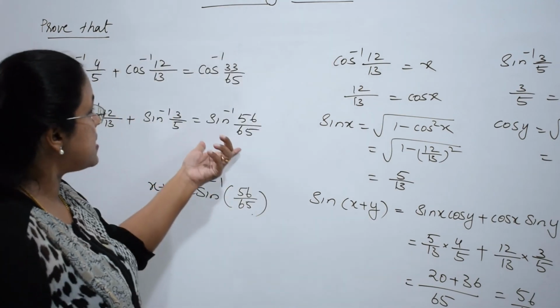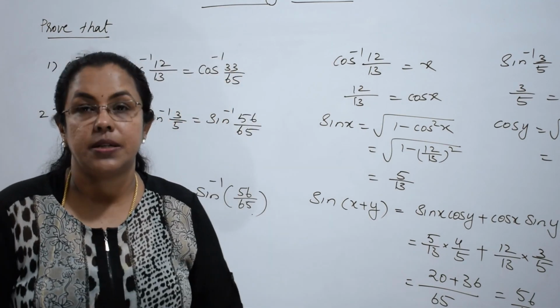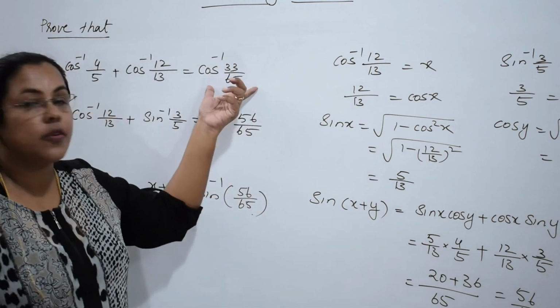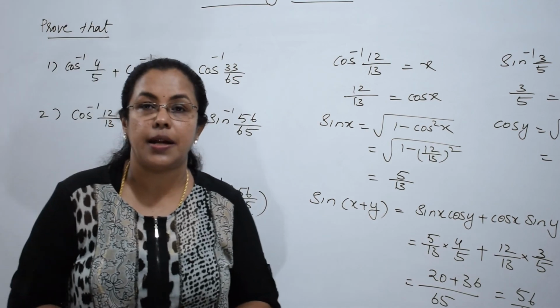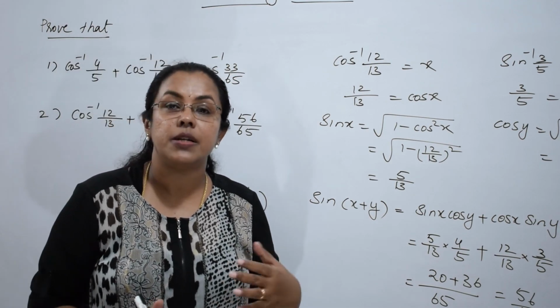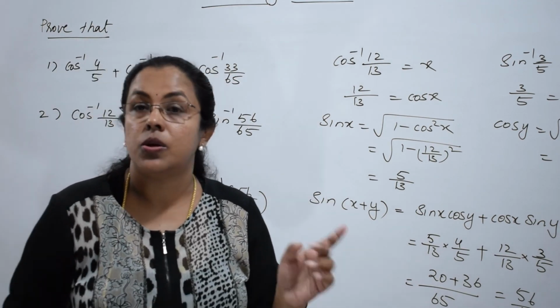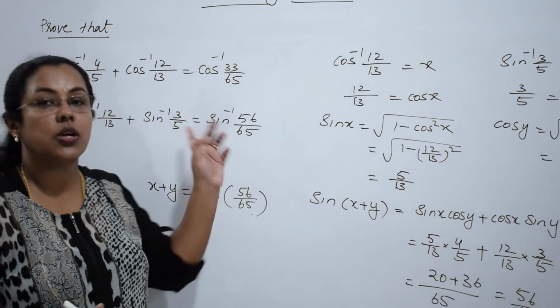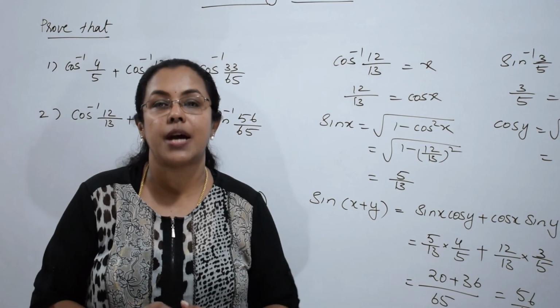Since the answer is in sin and cos, the direct or easiest method is to apply the identity of cos a plus b and sin a plus b. We can solve it using the other method also, using tan inverse. That is also right. For the last answer you have to convert it once again to tan inverse.